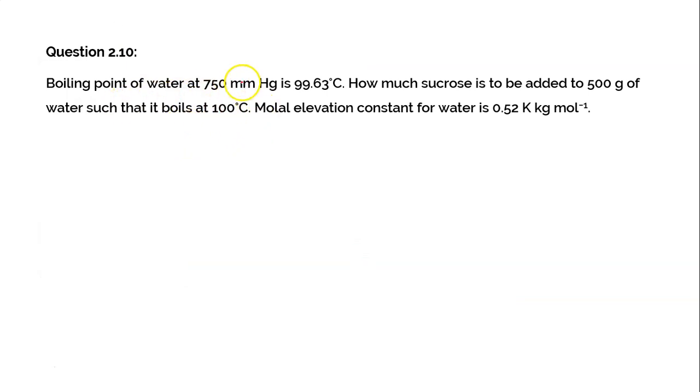Boiling point of water at 750 mm Hg is 99.63 degrees Celsius. So you know the pressure, you know the boiling point. Sucrose is a solute you are talking about, which is cane sugar. C12H22O11 is the formula. You can calculate molar mass from the formula itself. And in the question they are saying, how much sucrose is to be added to 500 grams of water such that it boils at 100 degrees Celsius. Molar elevation constant for water is given.